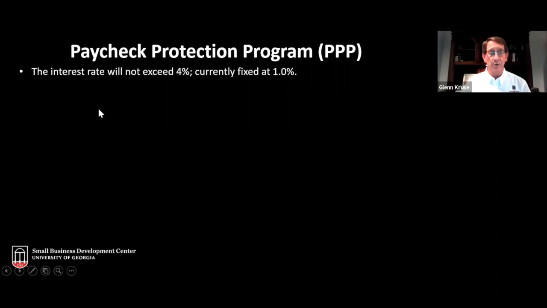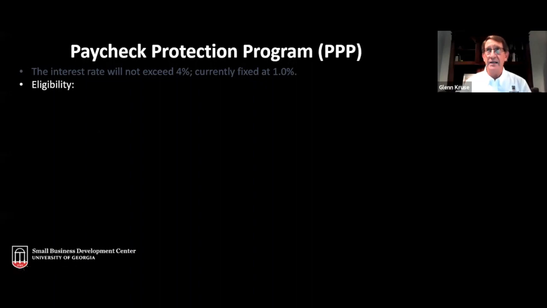The statute, or the act, basically said that the interest rate could not exceed 4%. Well, the Treasury Department and the SBA have determined that that rate is set now at 1%. So it is not going to be a 4% loan, it's going to be a 1% loan. The other thing it said is that that loan could be up to 10 years. They've also set the term on that loan. It's going to be a 2-year loan. So it's a 2-year repayment on that loan.